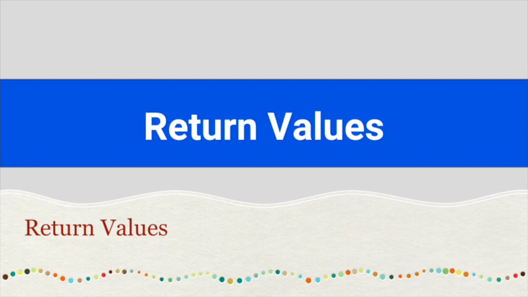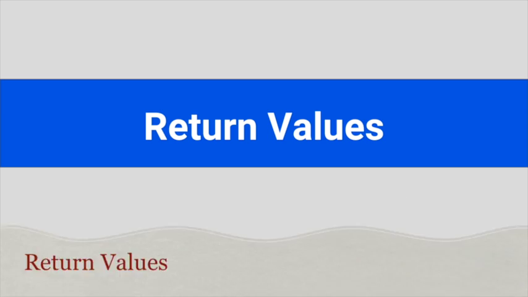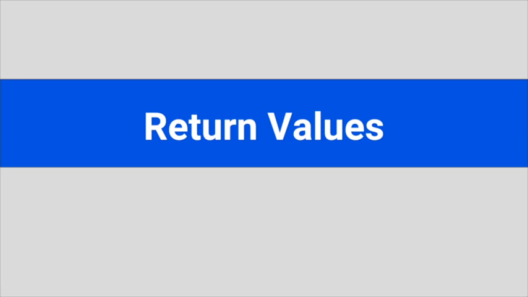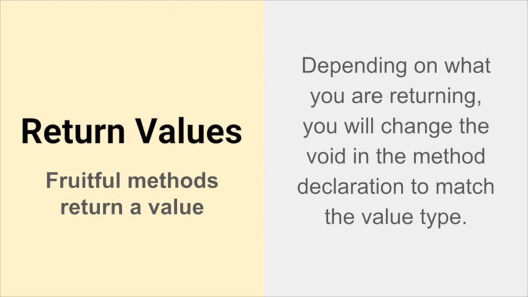But we also want to be able to do returns from methods, and they call them in the book fruitful returns, because they're returning a value. So that's what we're learning about this time. So it's building on our existing knowledge. And so for this, again, the return values, so fruitful methods return a value.